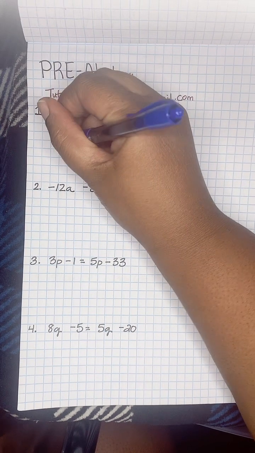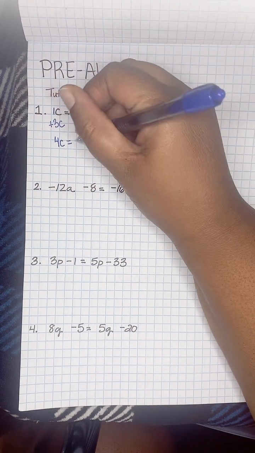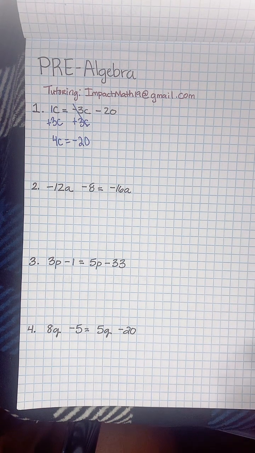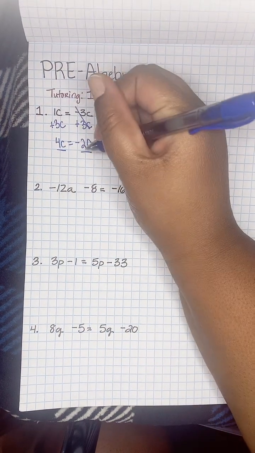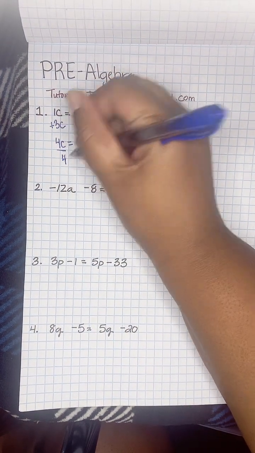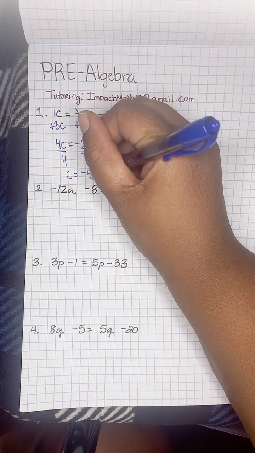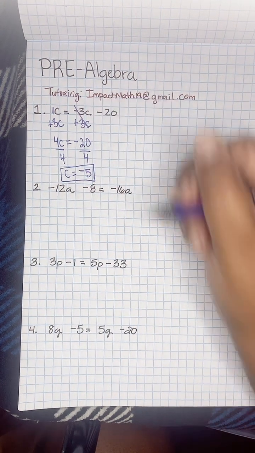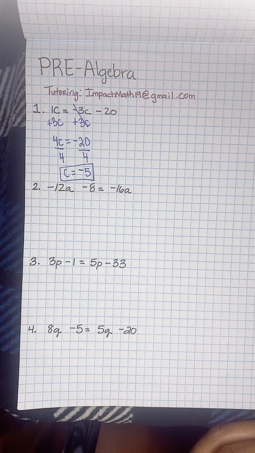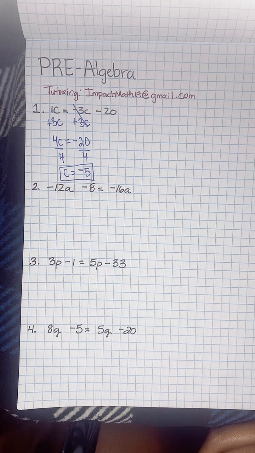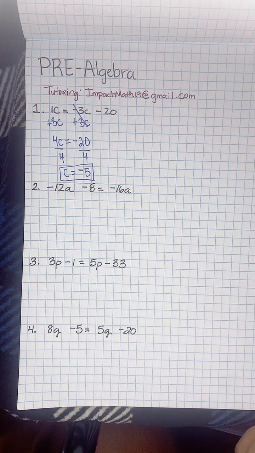1 plus 3 is 4C equals negative 20. So we want to get C by itself. We're going to divide both sides by 4. C equals negative 5. And that is our beautiful answer. Good, you guys. I see Claudia said divide by 4. Amari gave me the answer, negative 5.